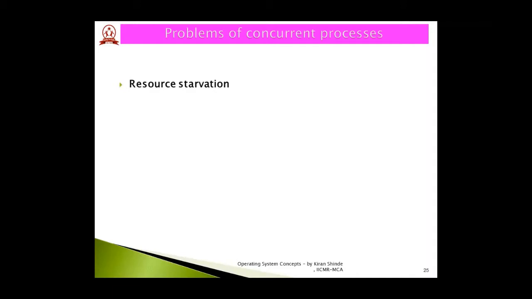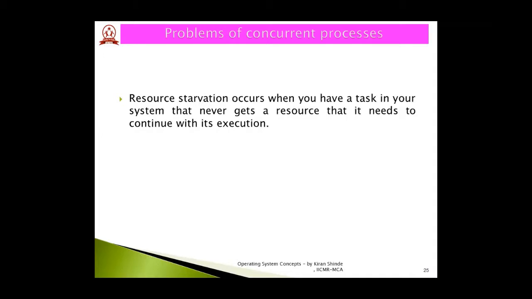The third problem with respect to concurrent processes is resource starvation. Now let us understand this. Resource starvation occurs when you have a task in your system that never gets a resource that it needs to continue with its execution. Let's try to understand with an example. Suppose there is a process which has started accessing a certain shared resource, and it has low priority, and another process comes in which has higher priority. So what will happen is this lower priority process will be preempted, or halted, and the resource which was allocated to it will be given to the high priority process.